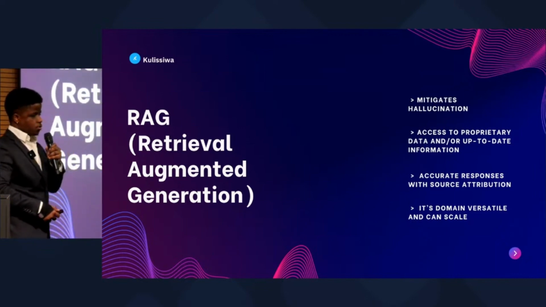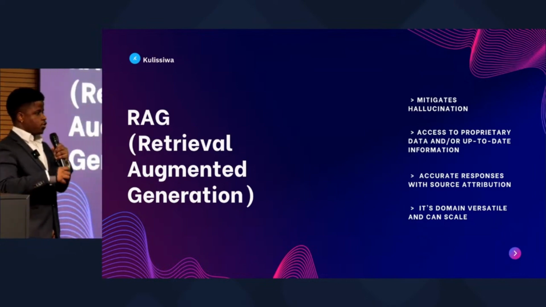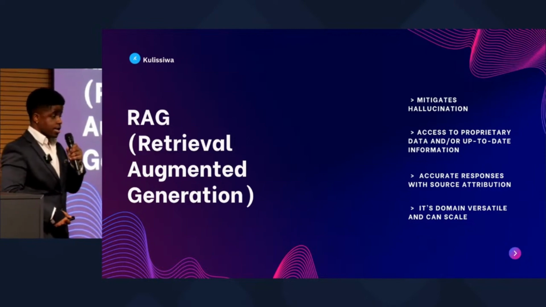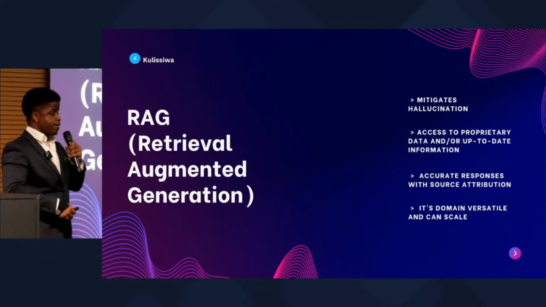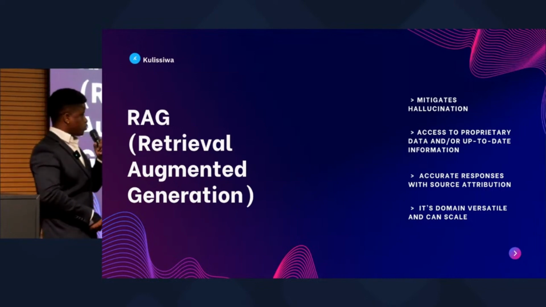It provides you also with source attribution. So you can now know what the model is using to generate the answer. That is important because you want to be able to verify and understand whether the model truly is performing well or not. And it's also domain versatile.